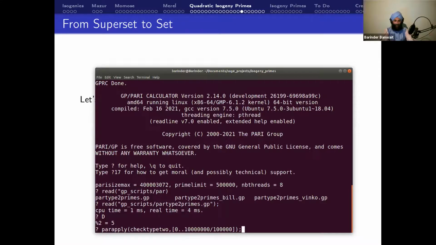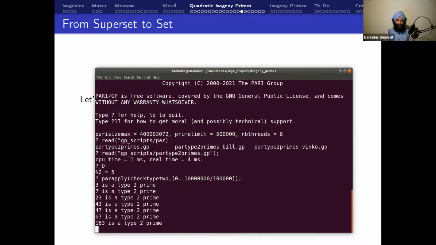Okay, so when I press enter, this is going to check all primes up to 10 million, whether or not the prime satisfies condition CC. And if it does, it's going to print it out to the screen. Okay, so let's start that. There you go, it's done.